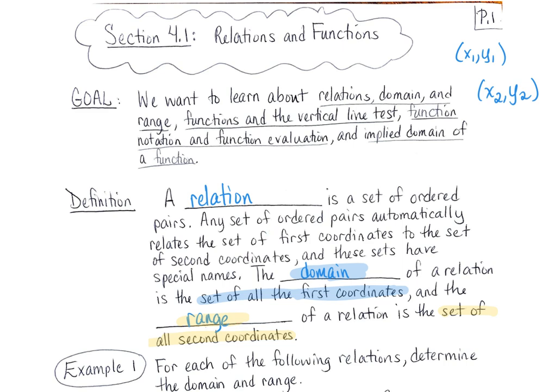Okay. So a relation is a set of ordered pairs. We know the first coordinates make up a set called our domain. The second coordinates make up a set called our range. You got it. So example one.